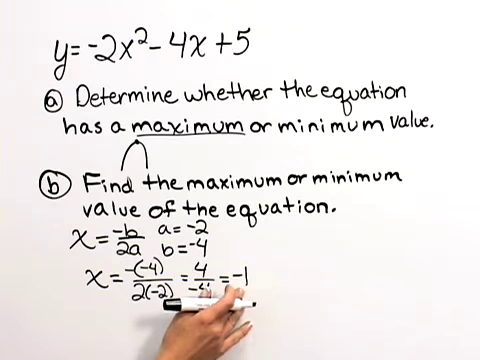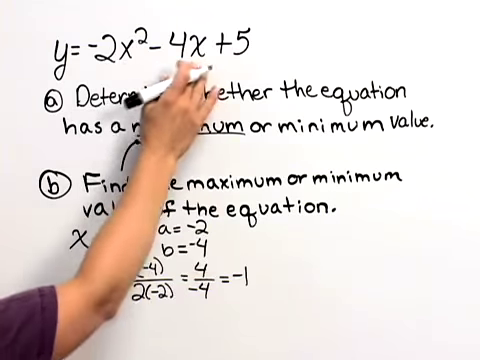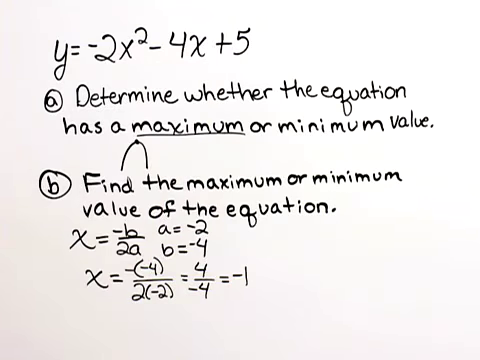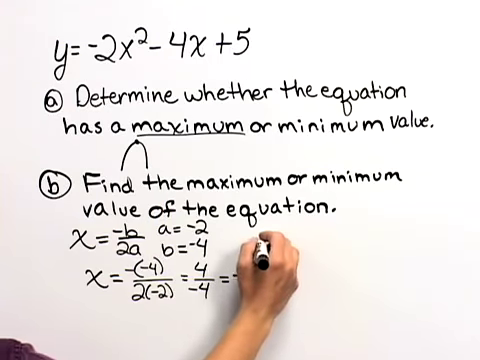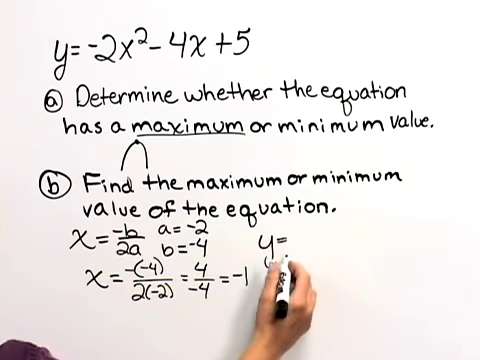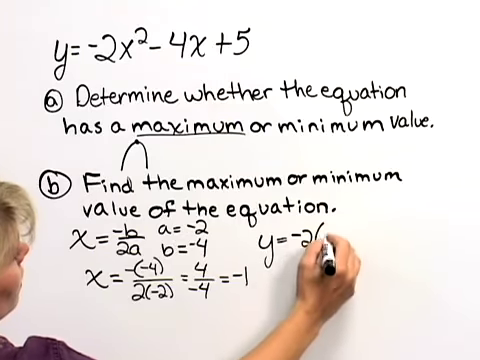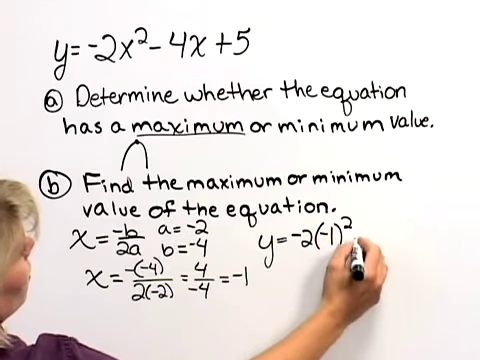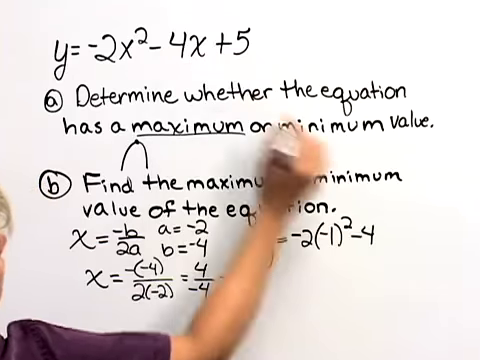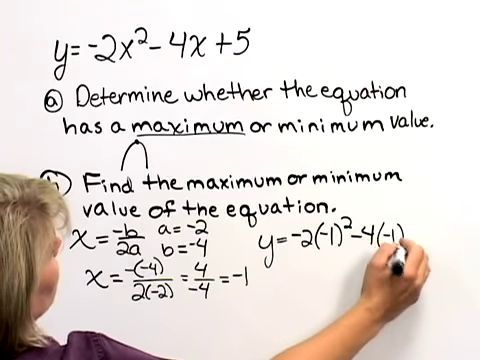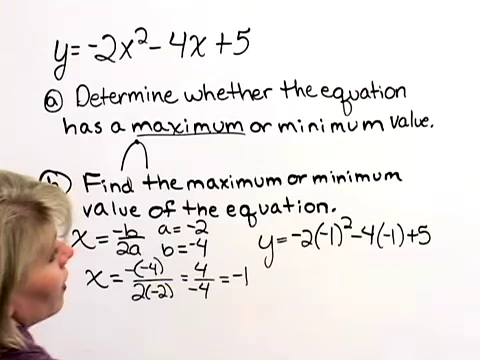If we now go ahead and replace the x values with negative 1, we'll find the y-coordinate, which is the maximum value. So y equals negative 2 times the negative 1 squared minus 4 times the negative 1 plus 5.